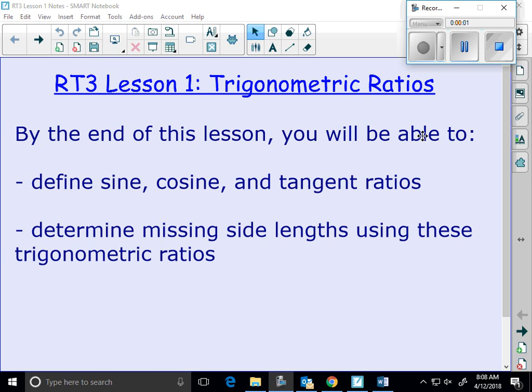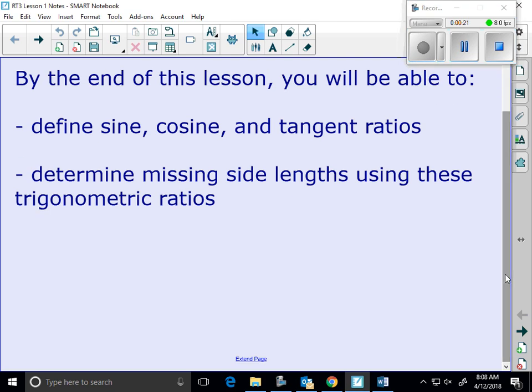Okay, I want to look at first here, this is RT3 lesson 1. We're going to talk about sine, cosine, and tangent. Has anybody heard of sine, cosine, tangent? You've heard of it? Did you cover it at all in algebra? Yeah, I kind of remember it. Maybe a little bit? All that sine, cosine, and tangent are ratios.